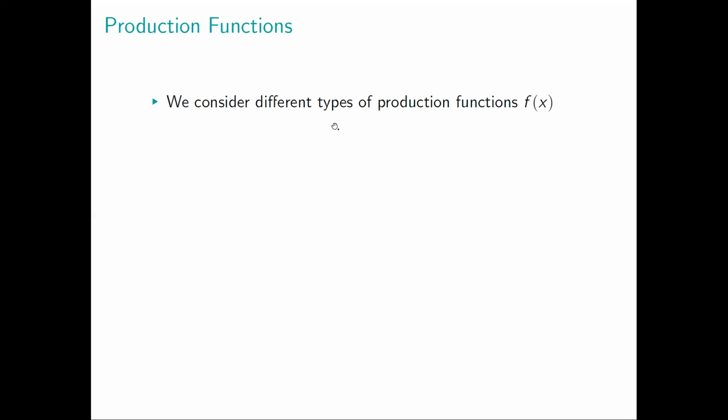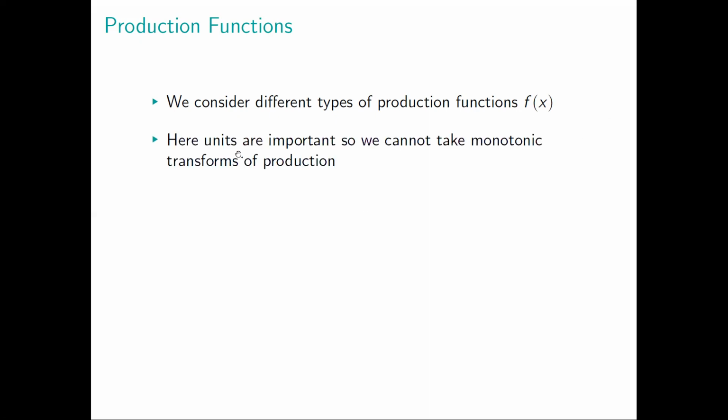So we're going to consider different types of production functions, and these again are just given by f of x, right? So a function from inputs into output. And here units are important, so again, we cannot take monotonic transforms of production, right? If I take a monotonic transform that scales production down, this actually means I can produce less, so that I'll make less profit. So we can't make these transformations anymore.